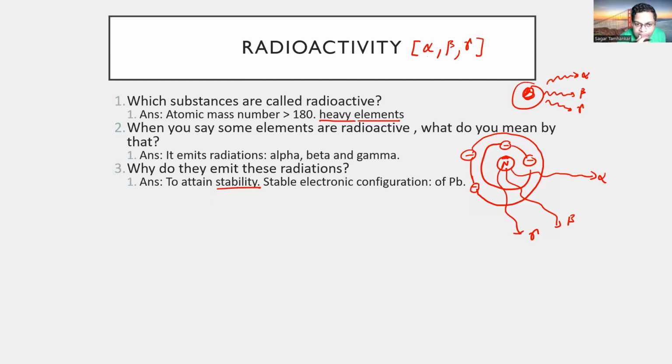So what do you mean by radiation? Anything that is emitted, we say that it has been radiated. Like a hot cup of tea is giving out radiation, that is infrared radiation. A Wi-Fi router is giving out radiation, that means it is giving out microwaves. Similarly, the nucleus of a radioactive substance like uranium is emitting these particles, then we say that it is emitting radiations.